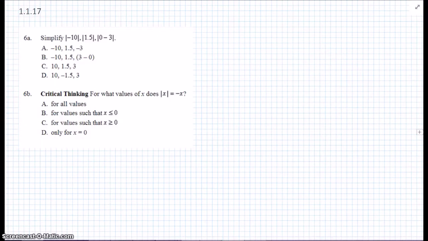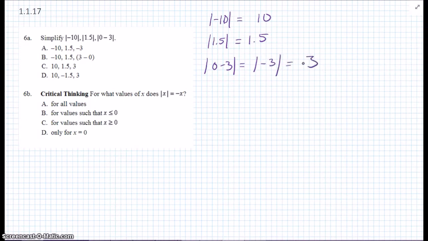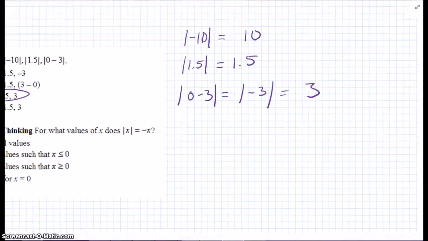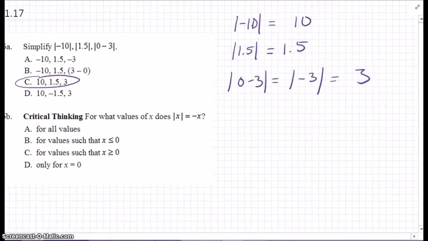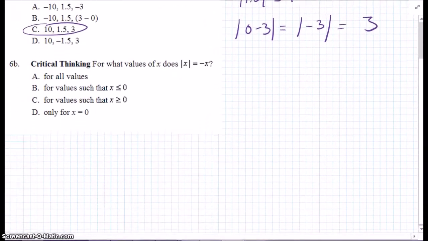So simplify. The absolute value of negative 10, the absolute value of 1.5, and the absolute value of 0 minus 3. So let's break those down real quick. So the absolute value of negative 10 would just be 10. The absolute value of 1.5 would just be 1.5. The absolute value of 0 minus 3 would be the absolute value of negative 3, which would be 3. So it should be 10, 1.5, and 3. So the answer should be C. Okay, again, absolute values should always be positive numbers.